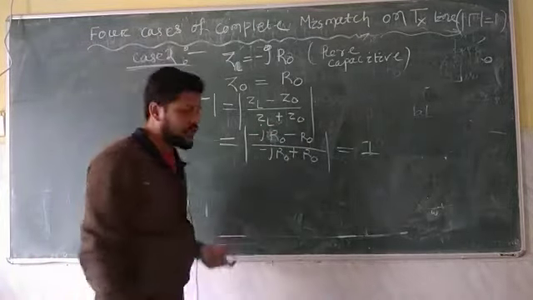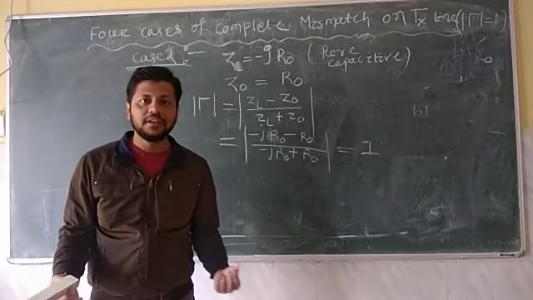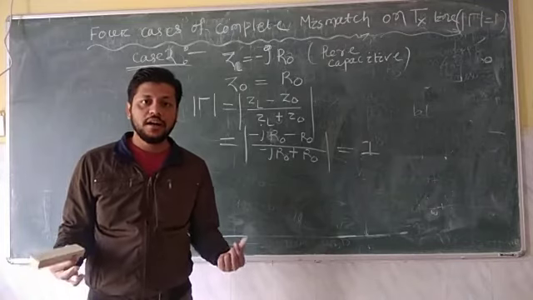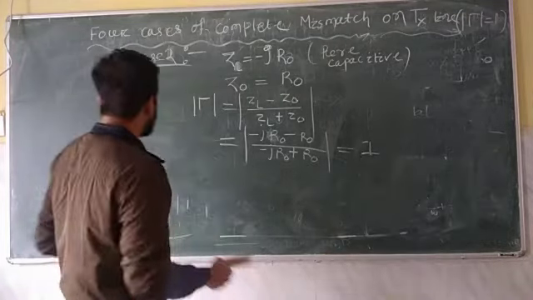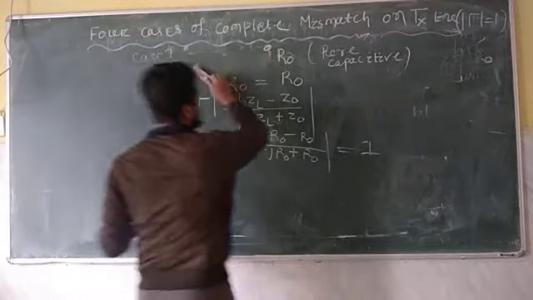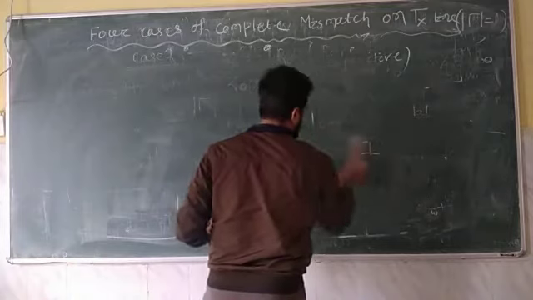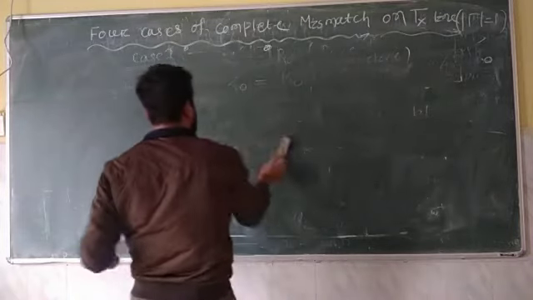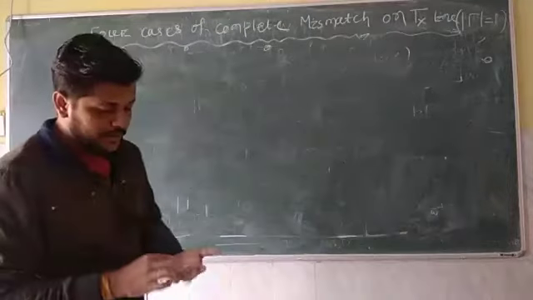So this is also a case where, whenever you find gamma magnitude is equal to 1, it is a case of complete mismatch, or 100% reflection, 0% transmission. Then the third case of complete mismatch we will discuss.